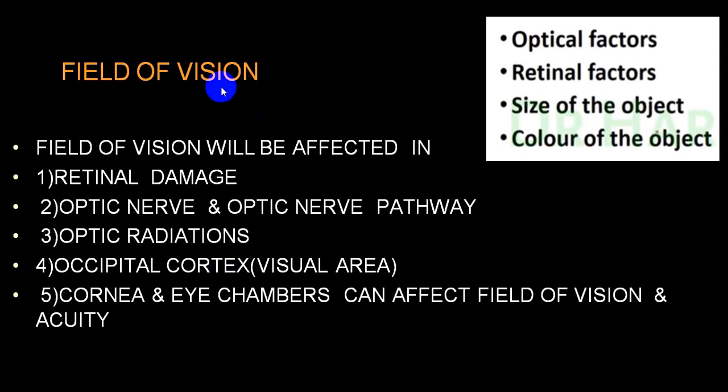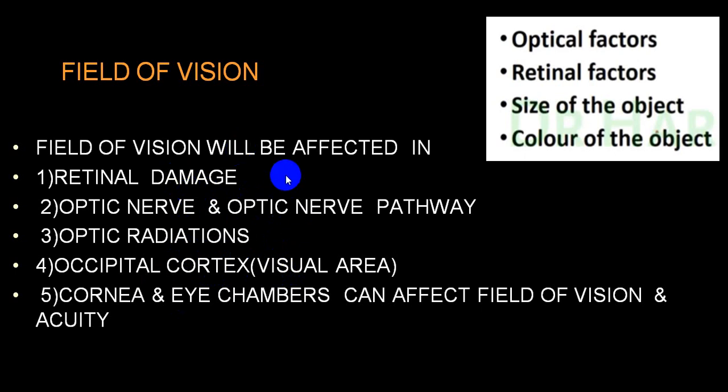Now this field of vision can be affected by anything which affects the retina, or any damage to the optic nerve pathway, that is the retina, optic nerve, optic tract, optic chiasma, lateral geniculate body, optic radiation, and even the occipital cortex, or visual area. If there is damage in any one of these pathways, it will affect your field of vision.